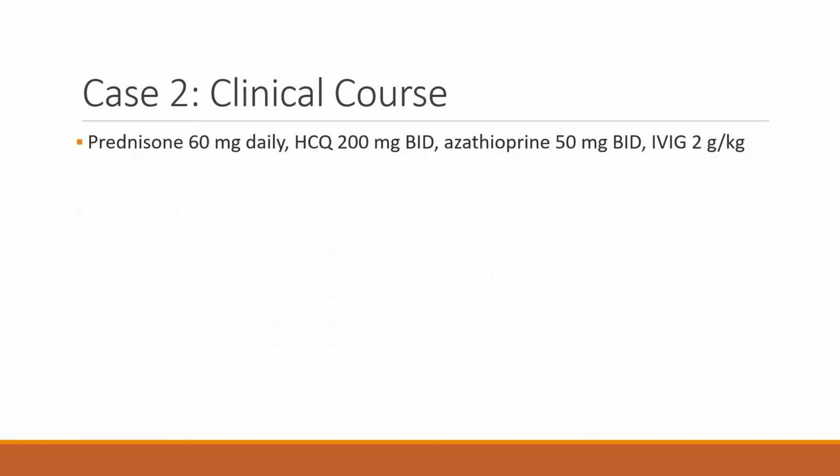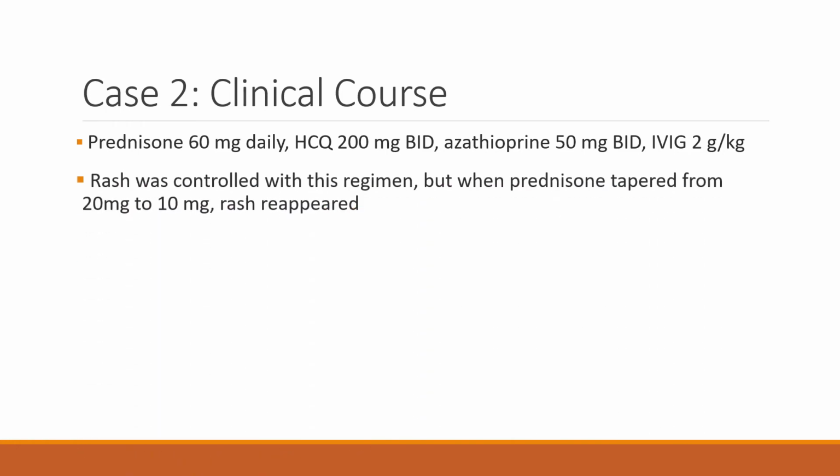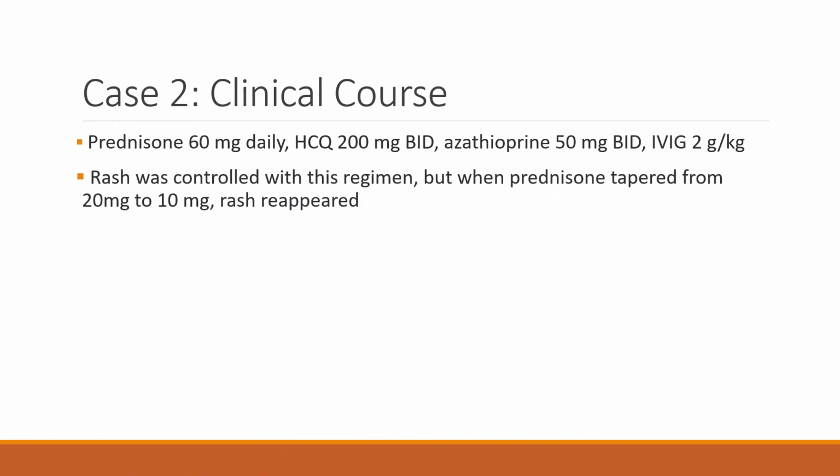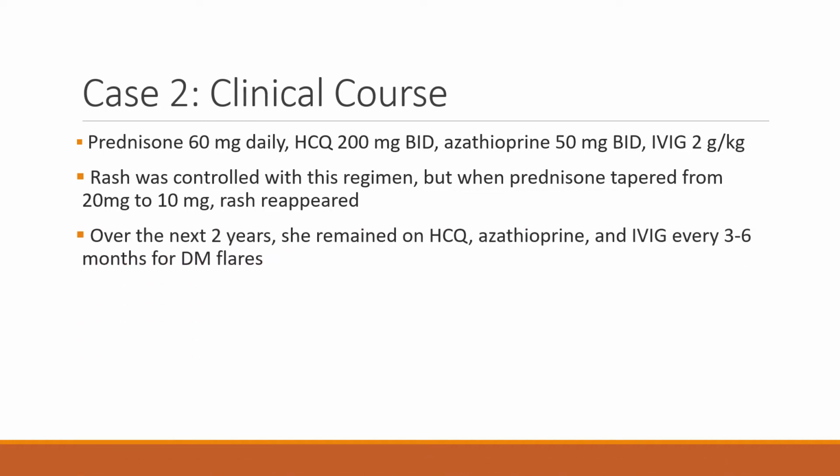For her clinical course, she was initiated on prednisone 60 mg daily, hydroxychloroquine 200 twice a day, azathioprine 50 twice a day, and IVIG. Her rash was well controlled with this regimen, but when her prednisone was tapered from 20 to 10 mg, the rash reappeared.